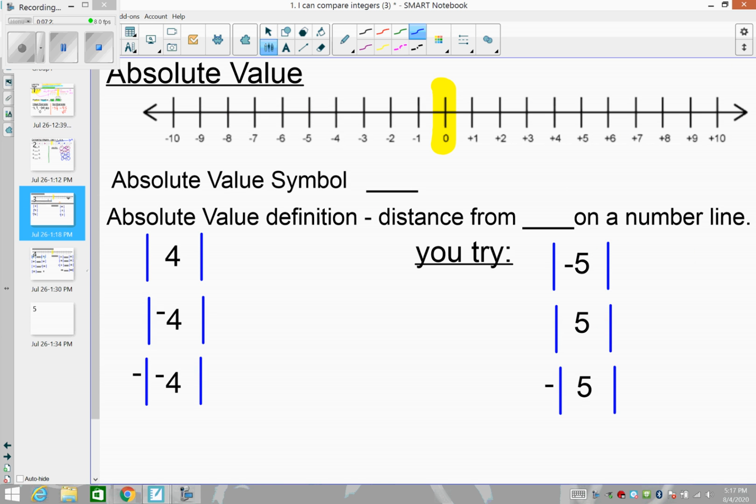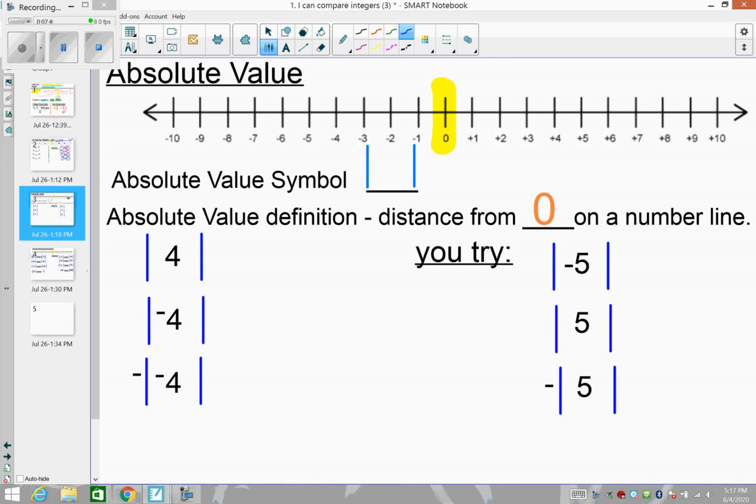So let's move on to this idea of what's called absolute value. So absolute value has a symbol that looks like this. There we go. It looks like that. It almost looks like a jail bar, like a number inside of a jail bar. That's what absolute value looks like. That's the symbol. The actual definition is that it is the distance from 0 on a number line.